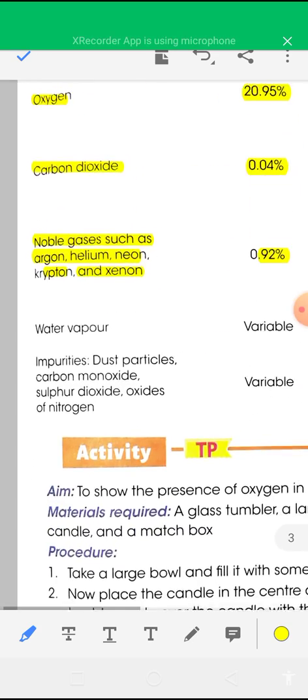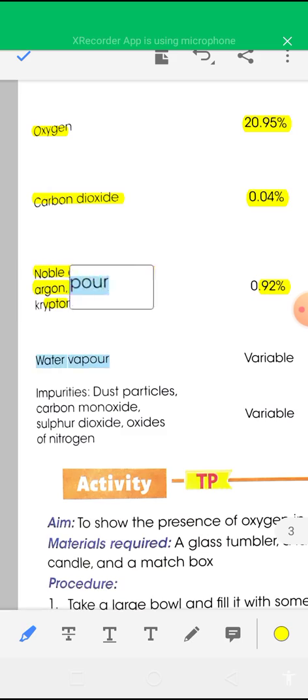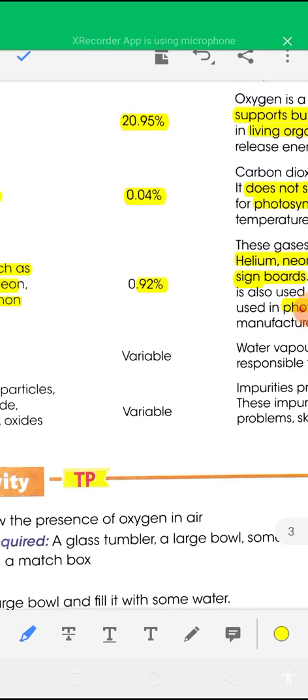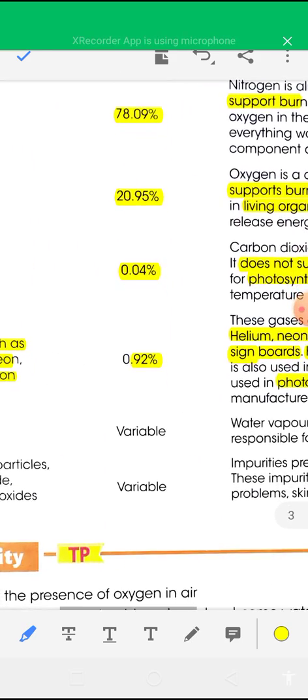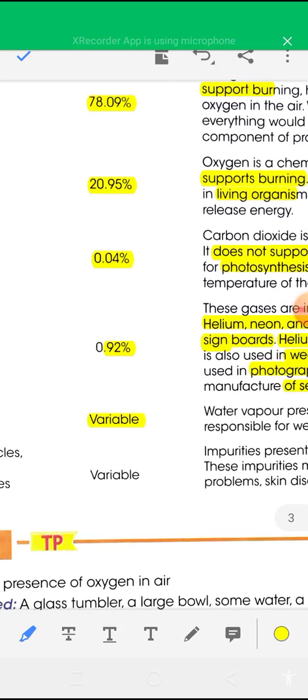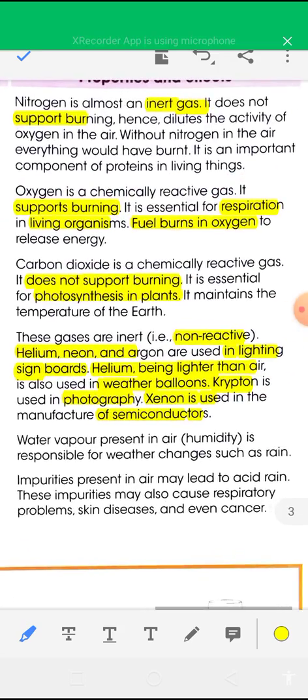Next, water vapor. There is no particular percentage of water vapor. It is a variable percentage in different places. The amount of water vapor in air is different. Water vapor present in air is responsible for weather changes such as rain.